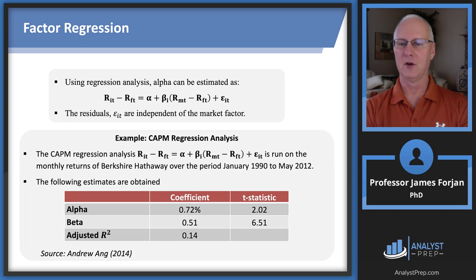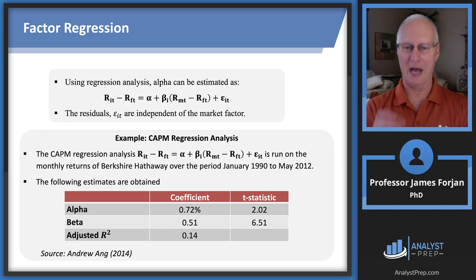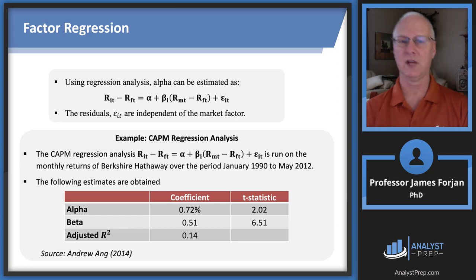But notice on the right-hand column, we're not too terribly interested in the absolute value of the coefficients until we go over and see if they are statistically significant. And of course, with t-stats of 2 and 6.5, we're pretty much assured that both the alpha and the beta are statistically significant. And then we can swing back and say, okay, what do those coefficients mean?